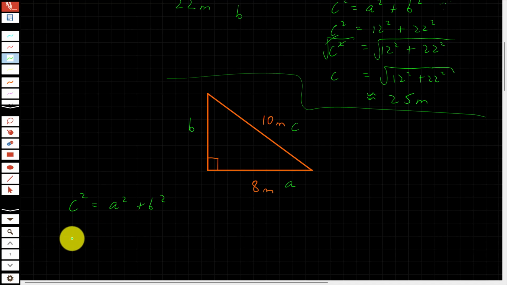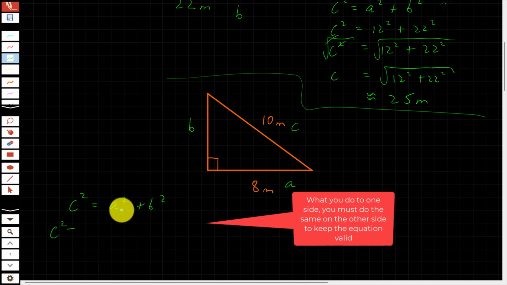We can plug the numbers straight in, or we can rearrange the formula to solve for B, then plug the numbers in afterwards. In this case I'm going to rearrange the formula first. So we need to find B here. So let's take C squared, take away the A squared on the right hand side, take away the A squared on the left hand side, equals B squared.